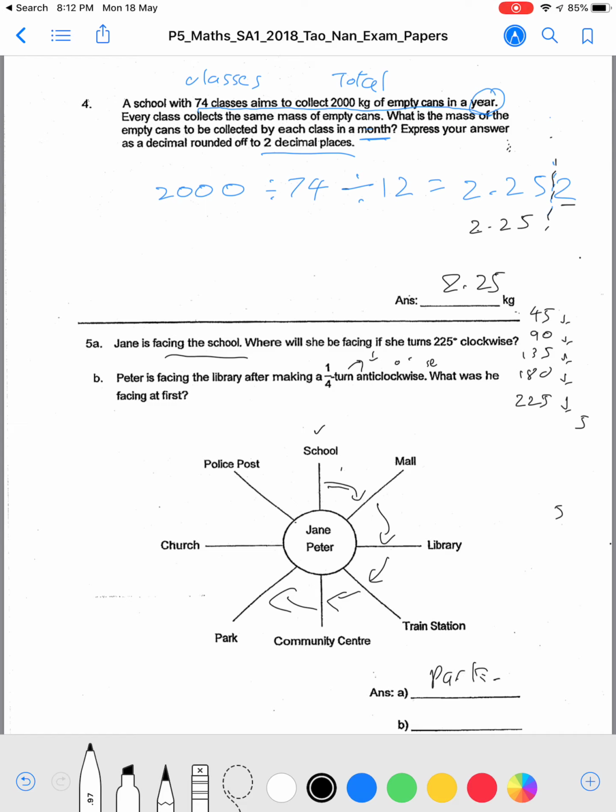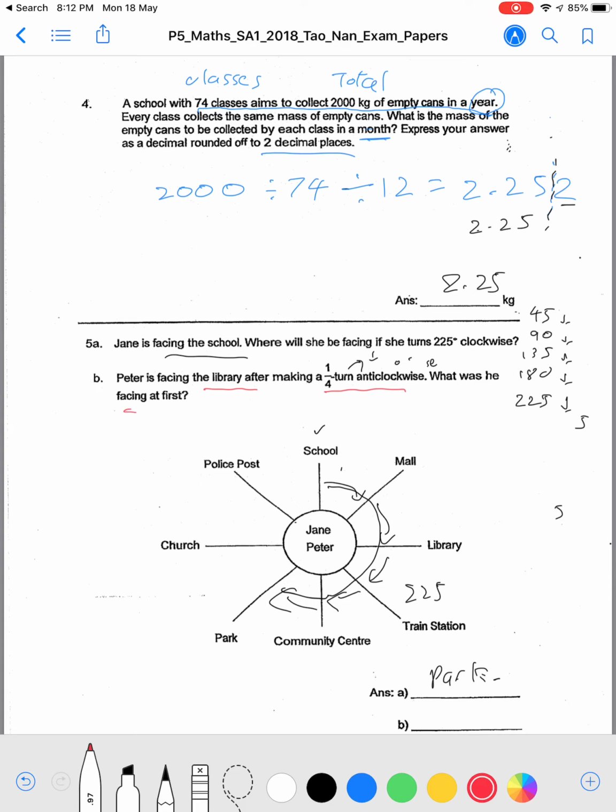Okay, similarly, if you remember this is 180, plus another 45, you will also get 225. Okay, 225 clockwise. So next we will be doing part B. Part B, after turning 1/4, Peter will be facing the library after turning 1/4 anti-clockwise.